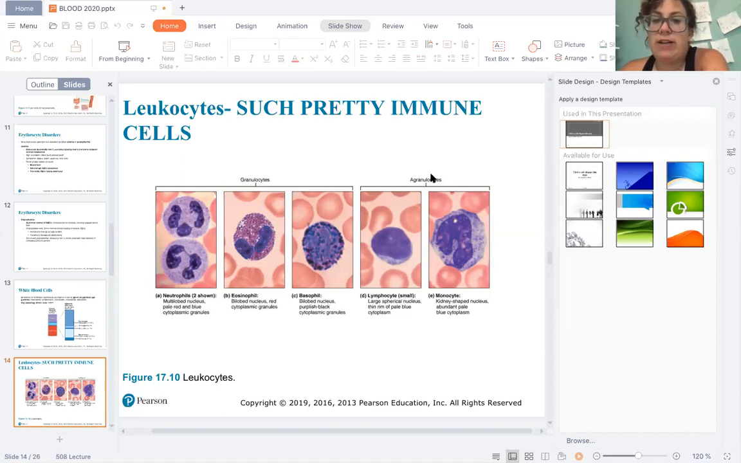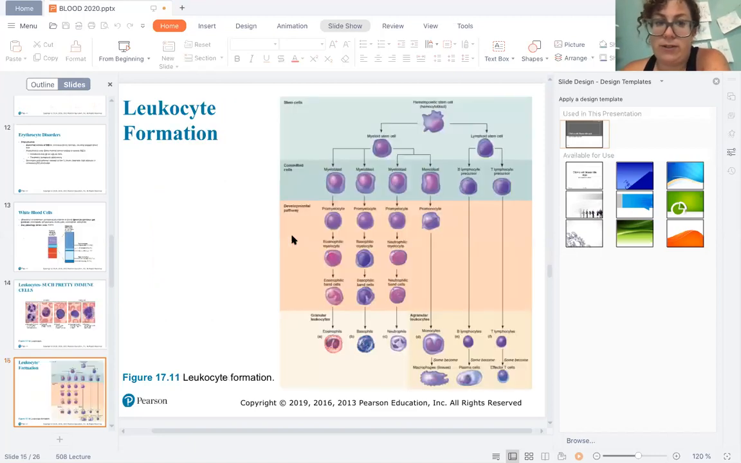So agranulocytes means it has no granules. So lymphocytes and monocytes are agranulocytes. Then you have granulocytes because they have granules in them. So that's the neutrophils, which sometimes you'll hear me refer to as polymorphonuclear cells because that's the old school term for calling them, eosinophils and basophils.